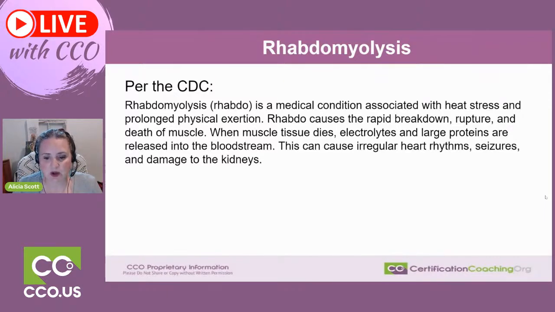Rhabdo is a condition where heat stress and prolonged physical exertion causes a heat exhaustion type condition. This is where the muscles start to be affected and breaking down. Now, what happens is you have heat exhaustion and heat stroke, but in between all of this, you have this rhabdo, and you can also have this condition by itself, not be heat stroke or heat exhaustion.